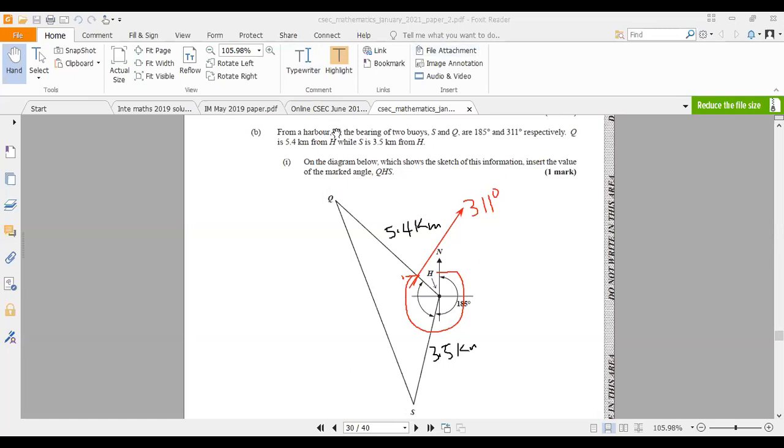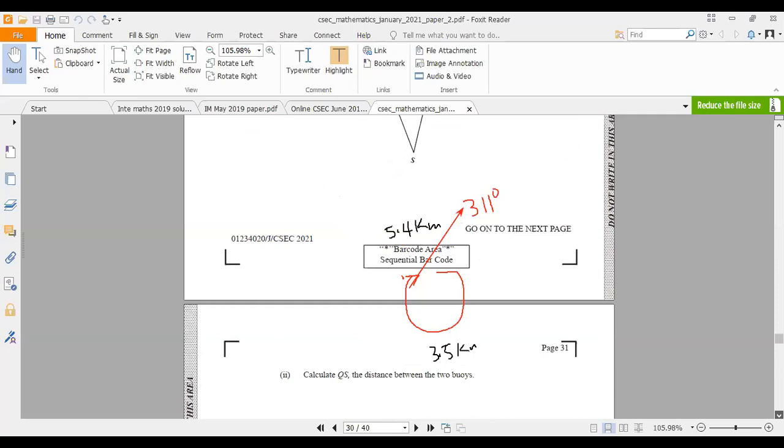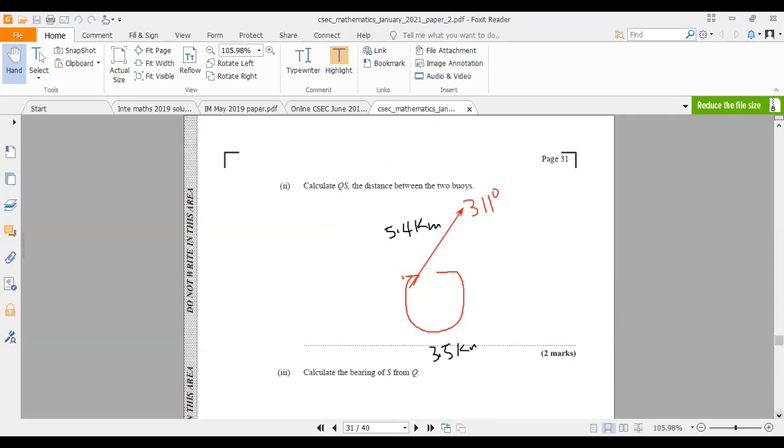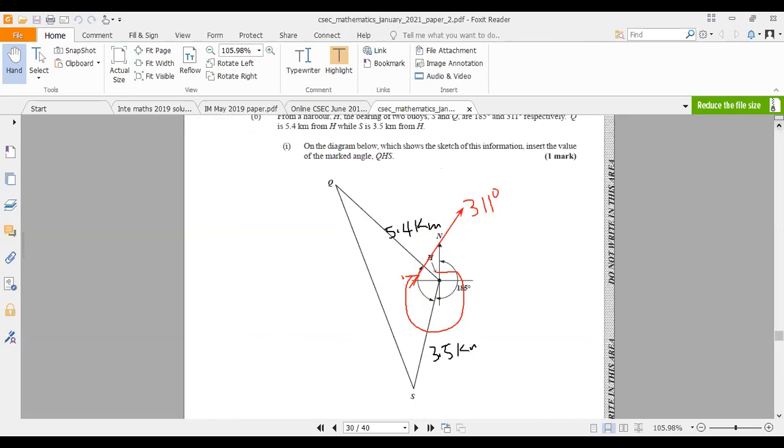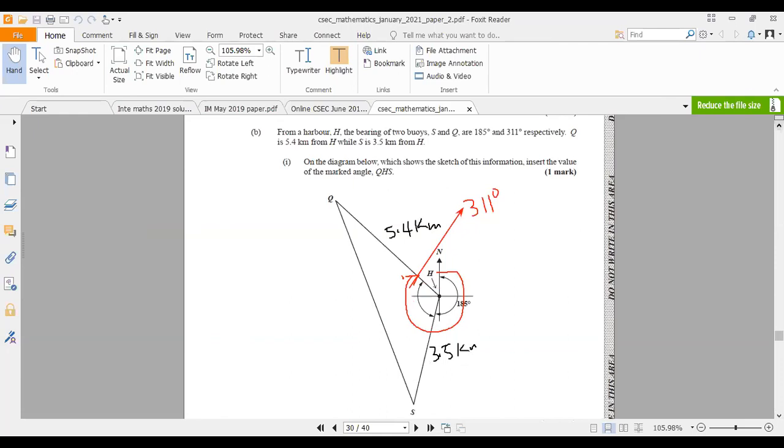Okay, for me to answer that particular question, look everybody. The CXC has a question. We should calculate the distance of what? Q and S. Q and S. So let's go back now. Let's look. For me to do this, I need to find this angle here. Watch what I'm going to tell you now.